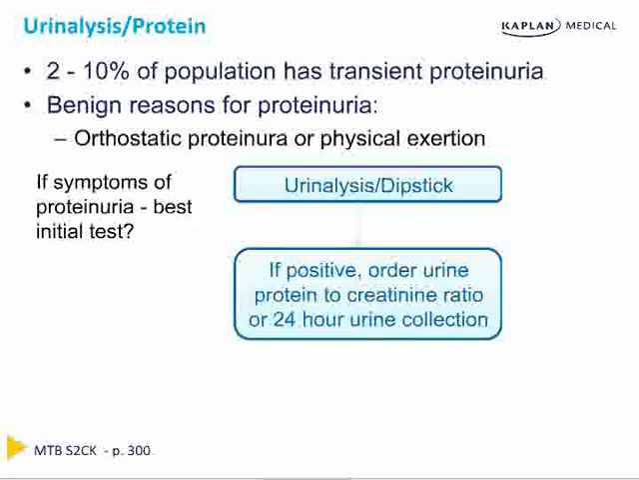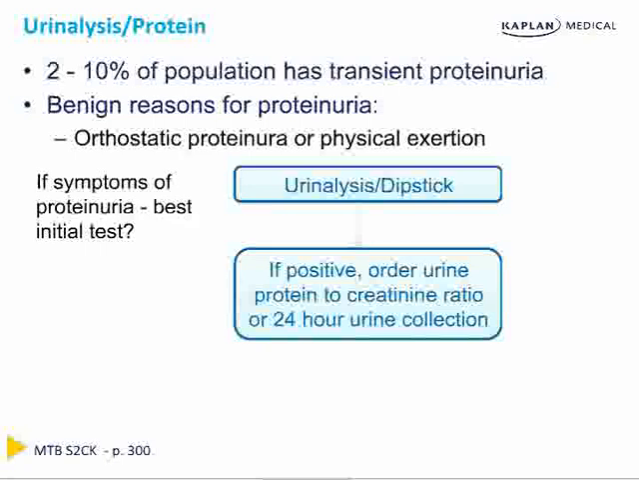This is helpful because it helps to average out all the positional and physical activity related variation throughout the day, and it gives us a more complete picture of what's going on with the patient. The thing to remember about these two tests is that they have equal accuracy. A single protein to creatinine ratio has the same accuracy as a whole 24-hour urine collection and analysis for protein.